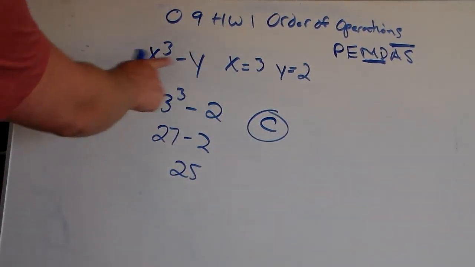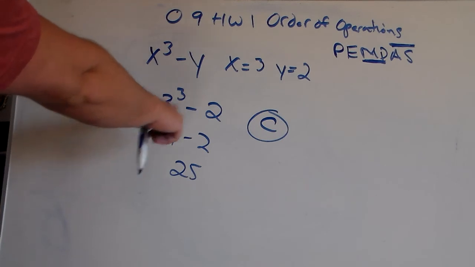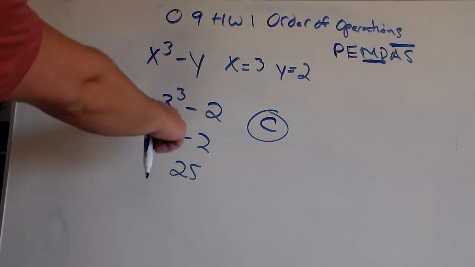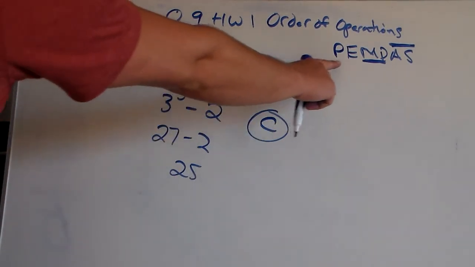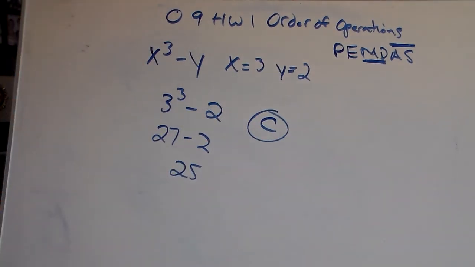So you do it step by step. You just substitute them in, and then you simplify. Take care of your exponents, using that order of operations, and you crunch out the number. Next up is problem number 9.